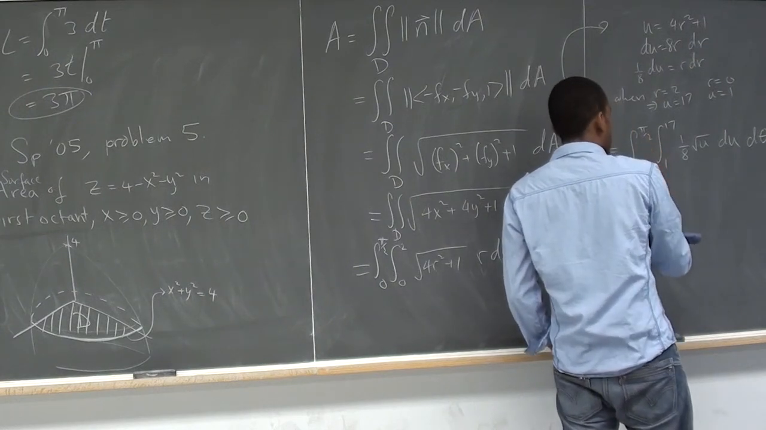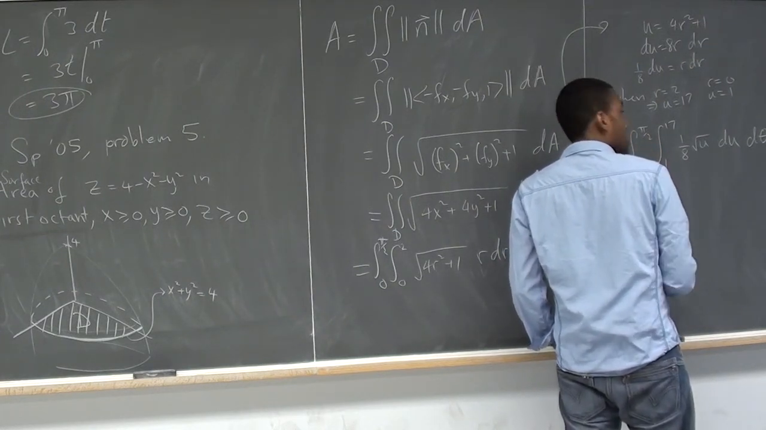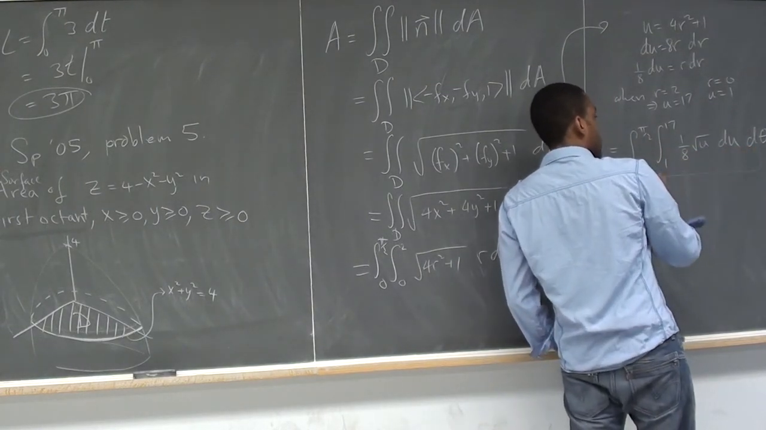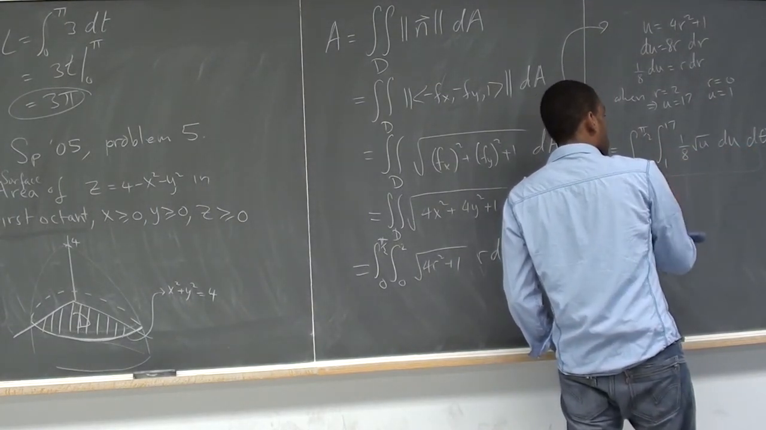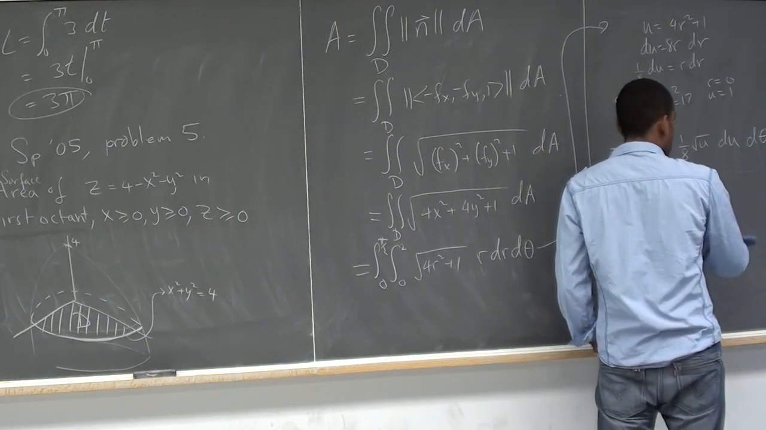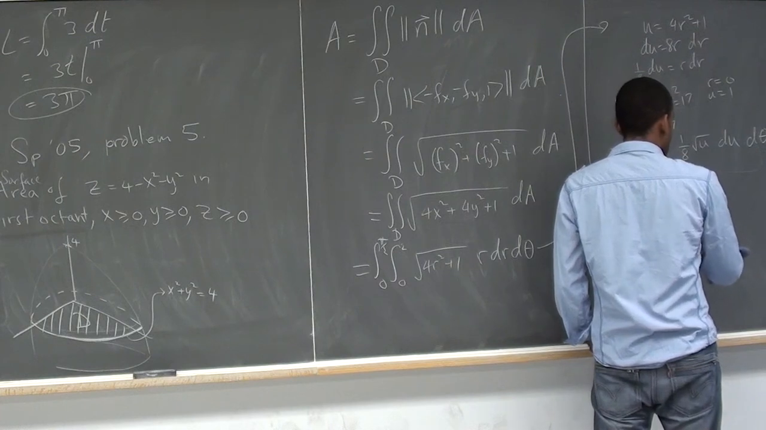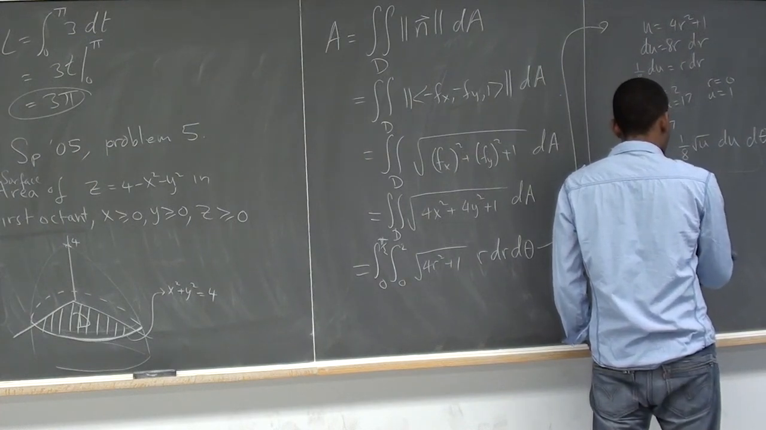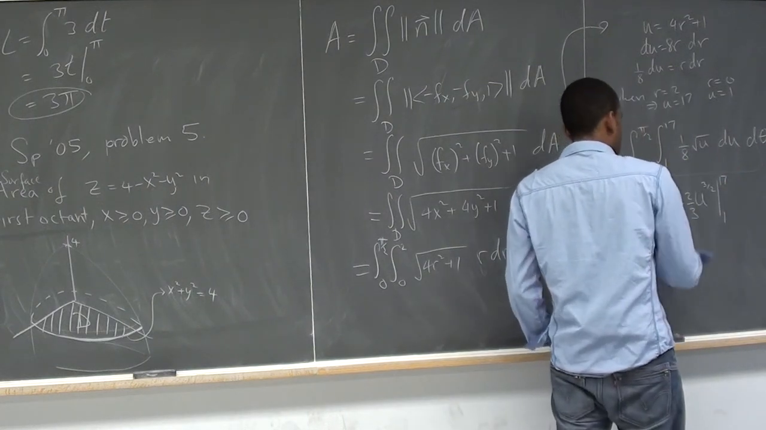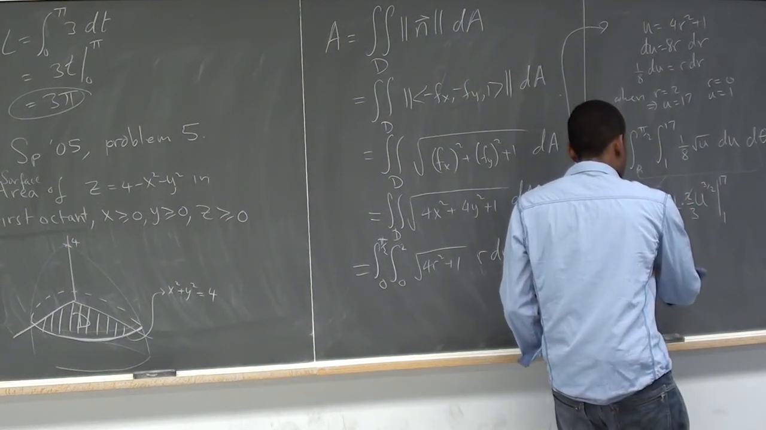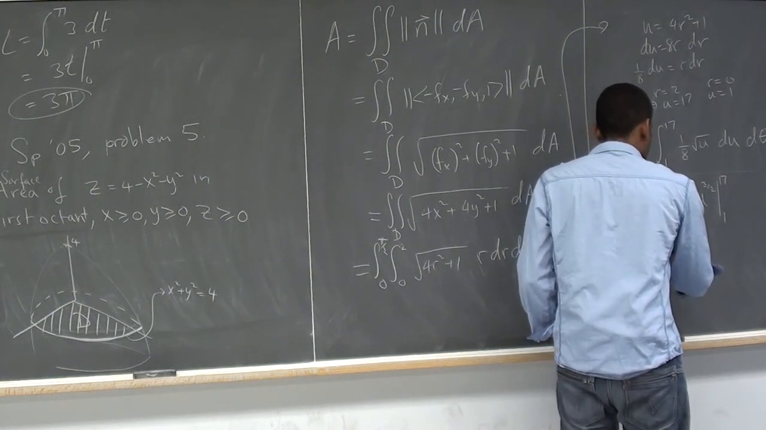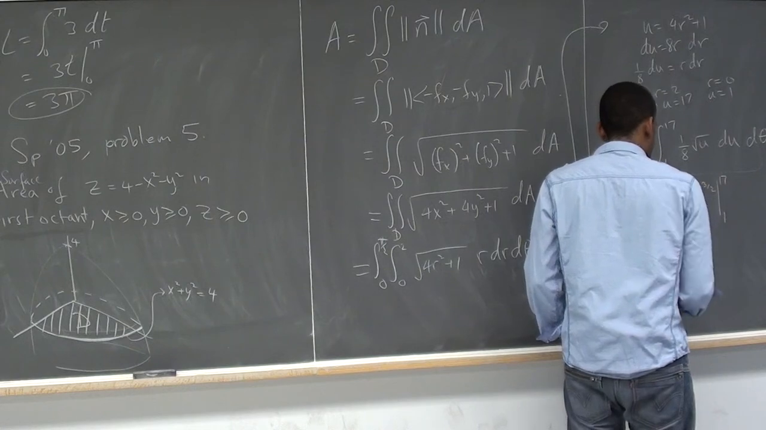This guy's just going to give me a pi over 2, the outside integral with theta. That's just going to give me a pi over 2. And then this guy I'm going to integrate. I think of it as u to the half, so this becomes u to the 3 over 2 times 2/3 times 1 over 8. So cancel that. It gives you pi over 24 times 17 to the 3 over 2 minus 1.